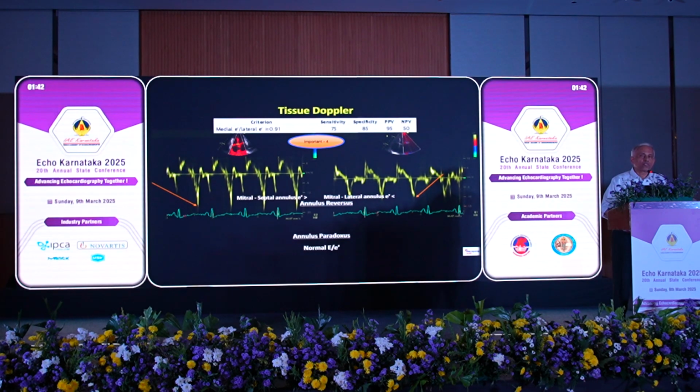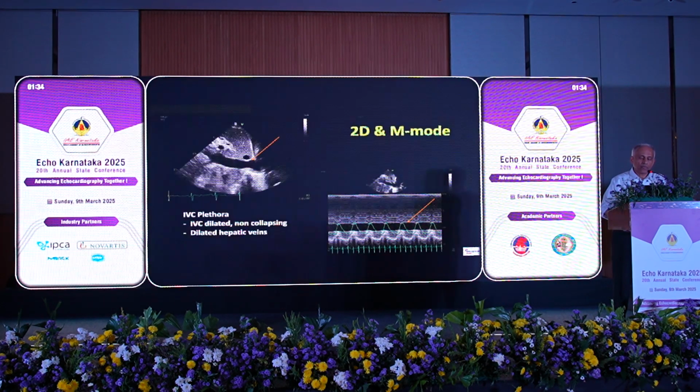Then you also have the annulus paradoxus, where the patient will have very high filling pressures, but it will come out as normal. So these are two different entities. Reversus is different, paradoxus is different.